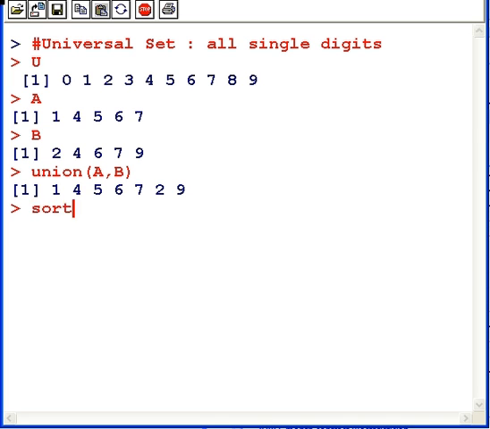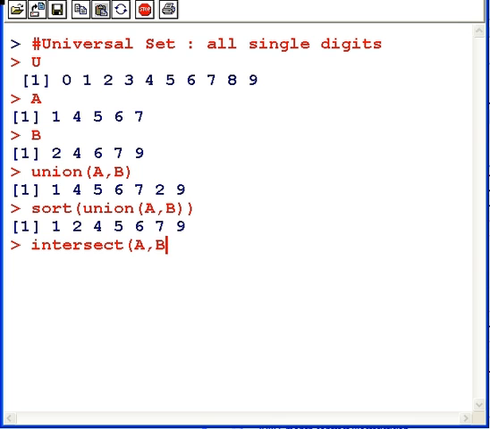I'm just going to sort them just to make it a bit easier to look at. So there we have them in ascending order. So that is union. I'm also going to look at the intersection of A and B. Now the command here is intersect A and B. These are the elements that are in both A and B. So there we have them there, 4, 6, and 7.